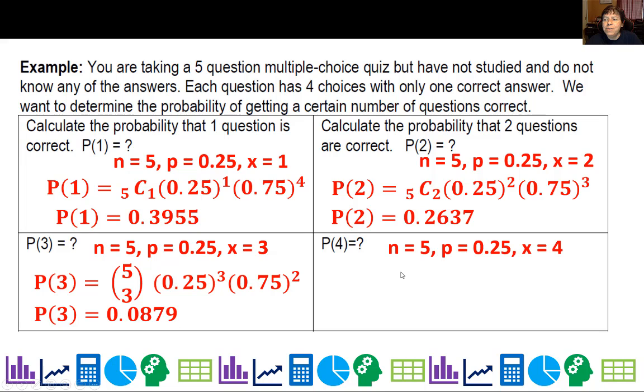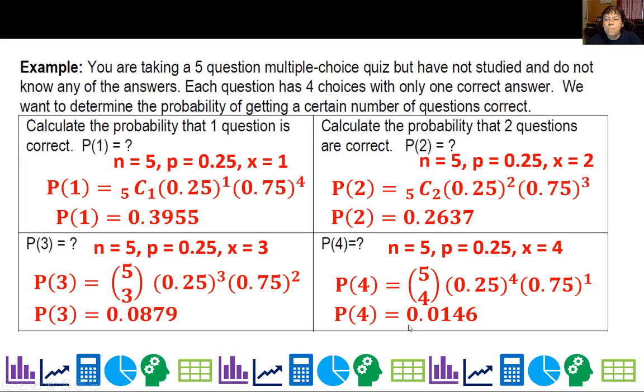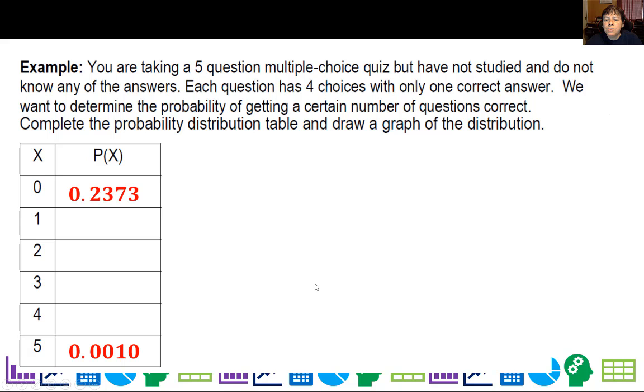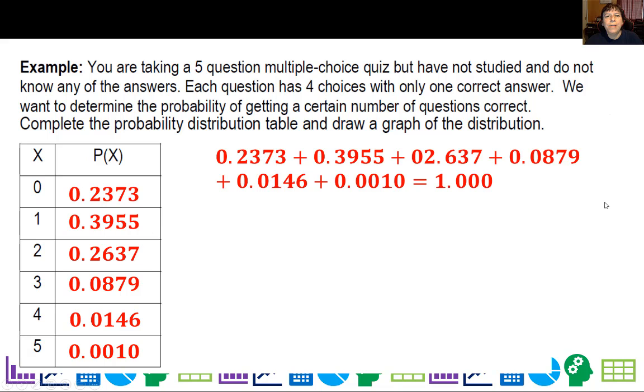Then finally, 4 things. And so there's 5 choose 4, right? And we get 0.0146. Now, if we did a good job and we put all these numbers in our table, right? There they are. Then we check it. Do they all add up to 1? They do. Yay! We didn't make any mistakes.